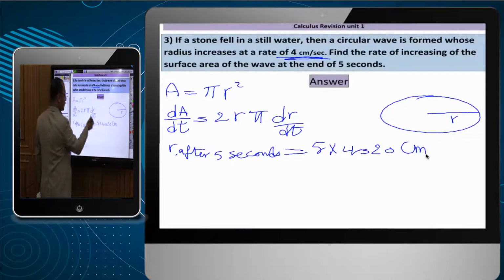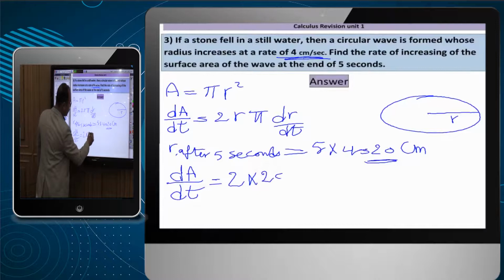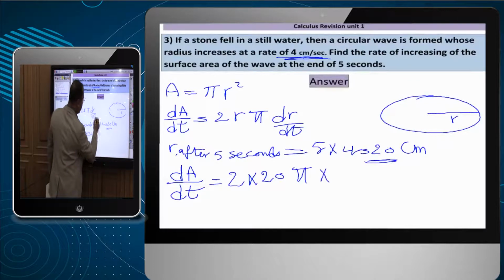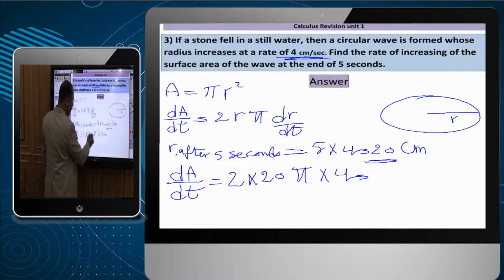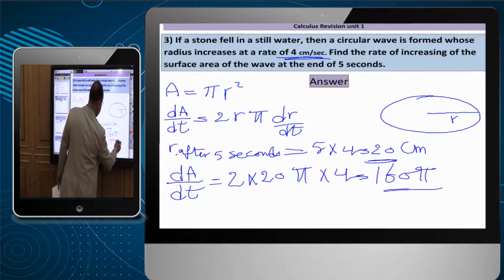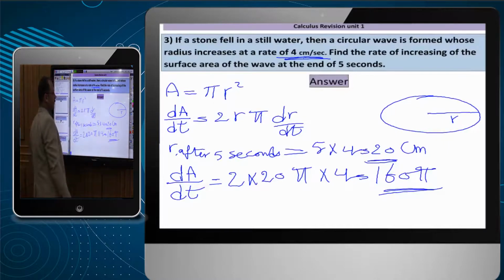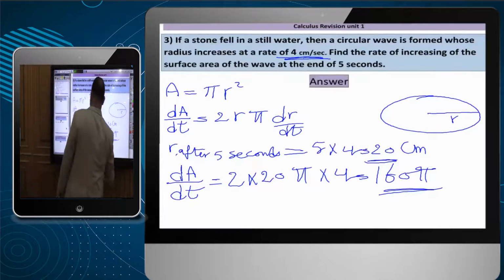Now we will substitute with the r after 5 seconds and the dr by dt from the given to get the rate of change of the area, or the rate of increasing of the area, dA by dt equals 2 times 20 pi times, what is the dr by dt? It's 4. The answer is 2 times 20, 40 times 4, 160 pi. Then the rate of change of the surface area, or the increasing of surface area through the time, is 160 pi. Next.